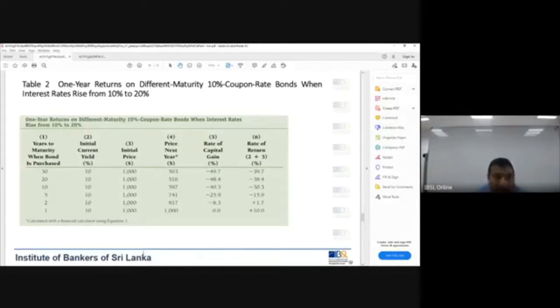So 10 minus 49.7. This component is taken out from the initial yield. So you see it is only minus 39.7% in terms of 2 plus 5.